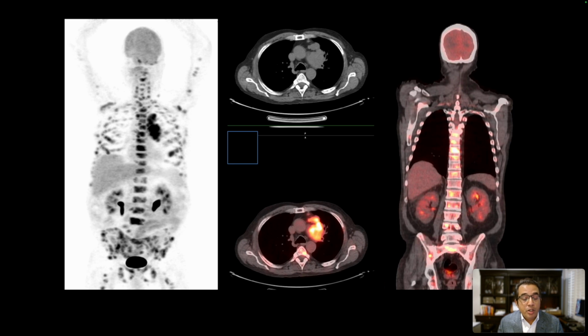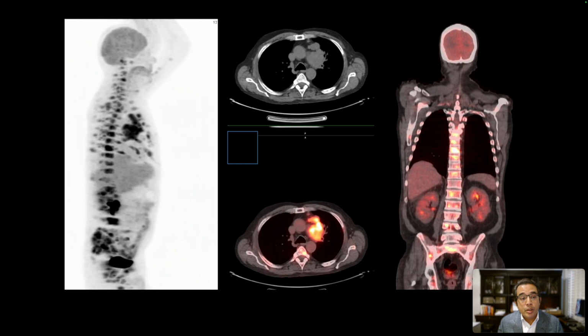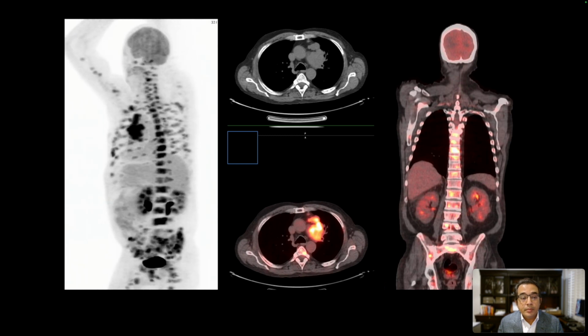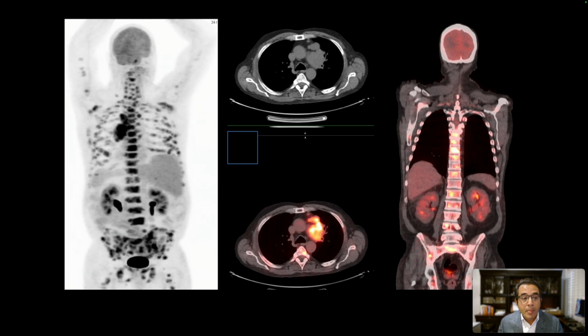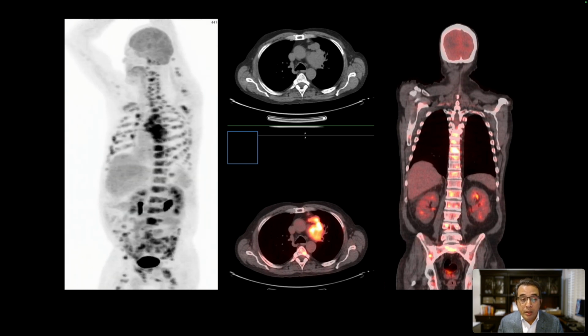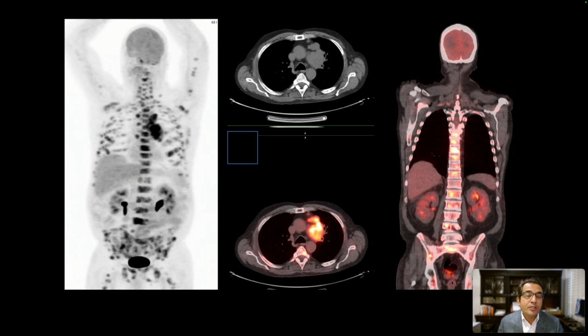This is our next patient. They were recently diagnosed with lung cancer and they underwent a whole body FDG PET-CT study for staging. So let's start by looking at the rotating image. And it is very clear from this rotating image that this patient has extensive disease.